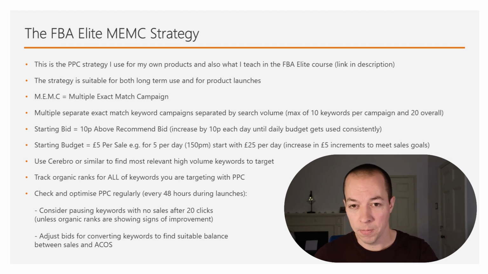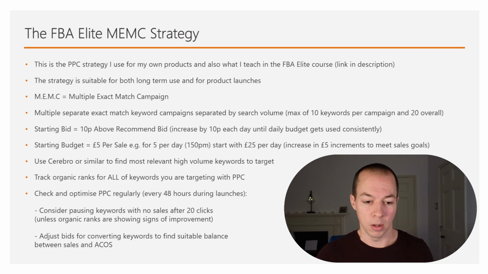As a general guide, I've got after 20 clicks, because if someone's clicked on that keyword 20 times and hasn't bought your product, that would be a 5% conversion rate, which is quite low. The only time I would keep that keyword going is if the organic ranks are improving. That's why we always look at them both together. I'd also adjust the bids for any converting words, so any keywords that are generating sales. Depending on what my overall ACoS target was, I might adjust that bid up or down accordingly. But we can come back to that later on in the video. So that is the background theory to these campaigns.